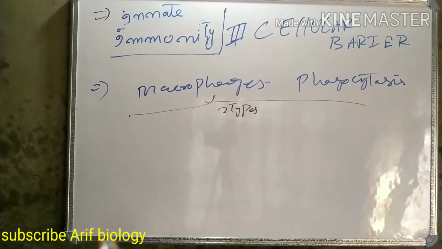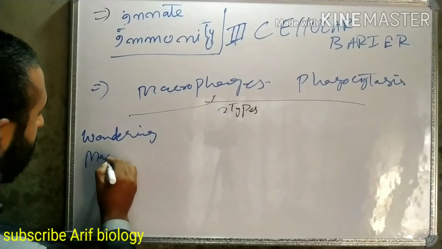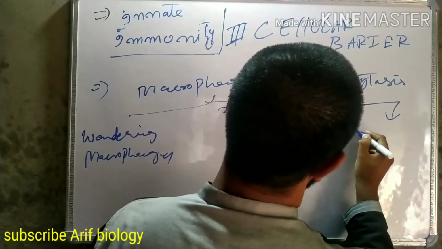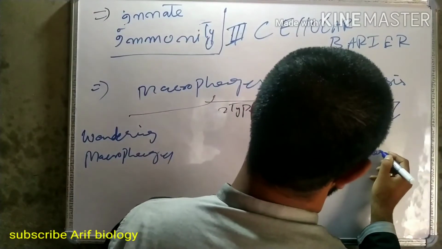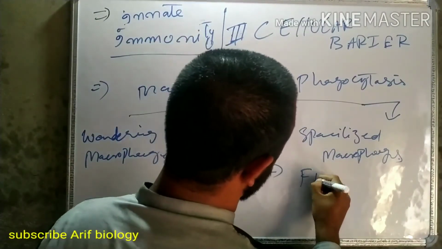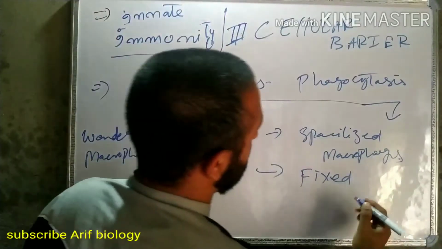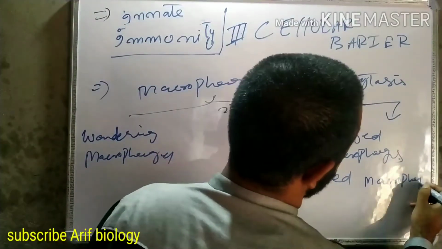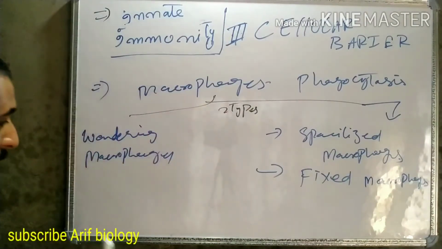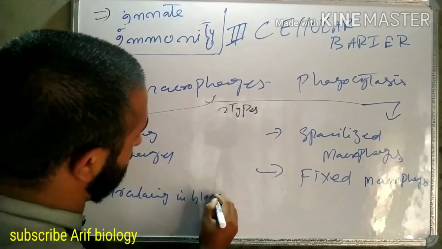The first one is the wandering macrophage. The second one is the specialized macrophage. Specialized macrophages, or we can also call them fixed macrophages. Fixed or specialized macrophages. Wandering ones are continuously wandering, continuously circulating in blood.